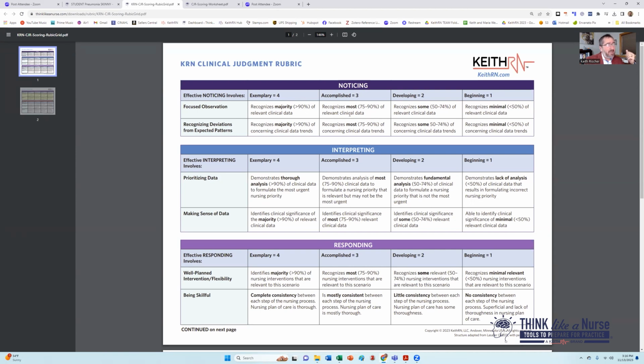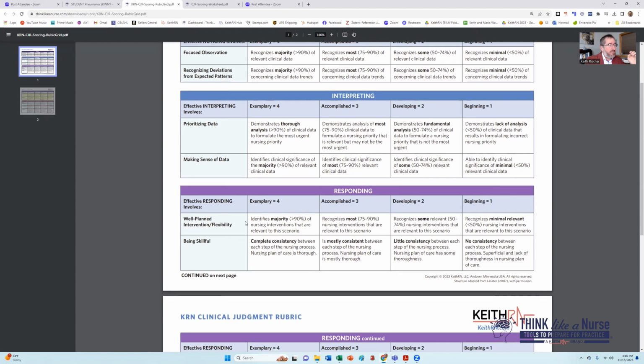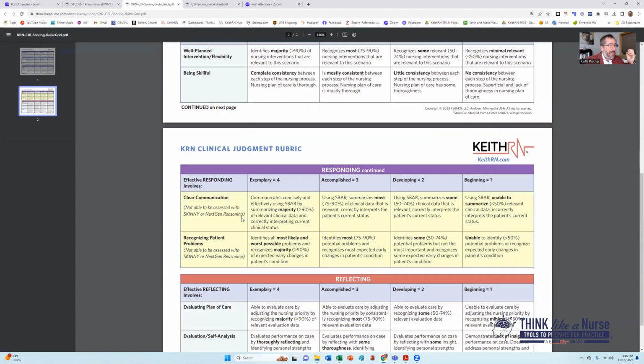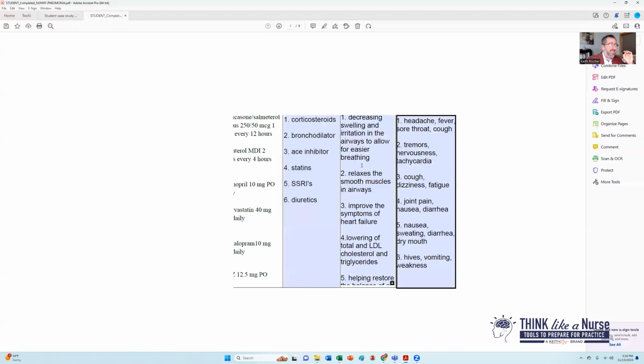And I want you to see that you can look at each aspect of the noticing, interpreting, and responding steps, as well as the reflecting steps. And we can begin to get a sense of the thoroughness of the development of the clinical judgment. So looking at that rubric, which gives you some objectivity, now let's look at how the student did.